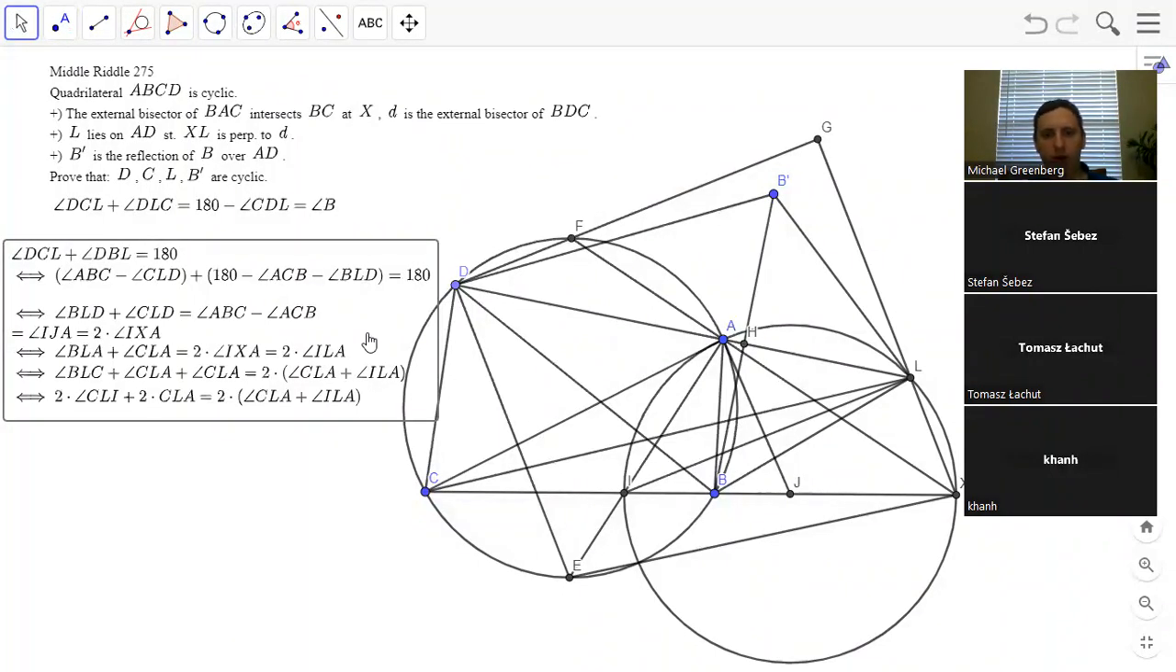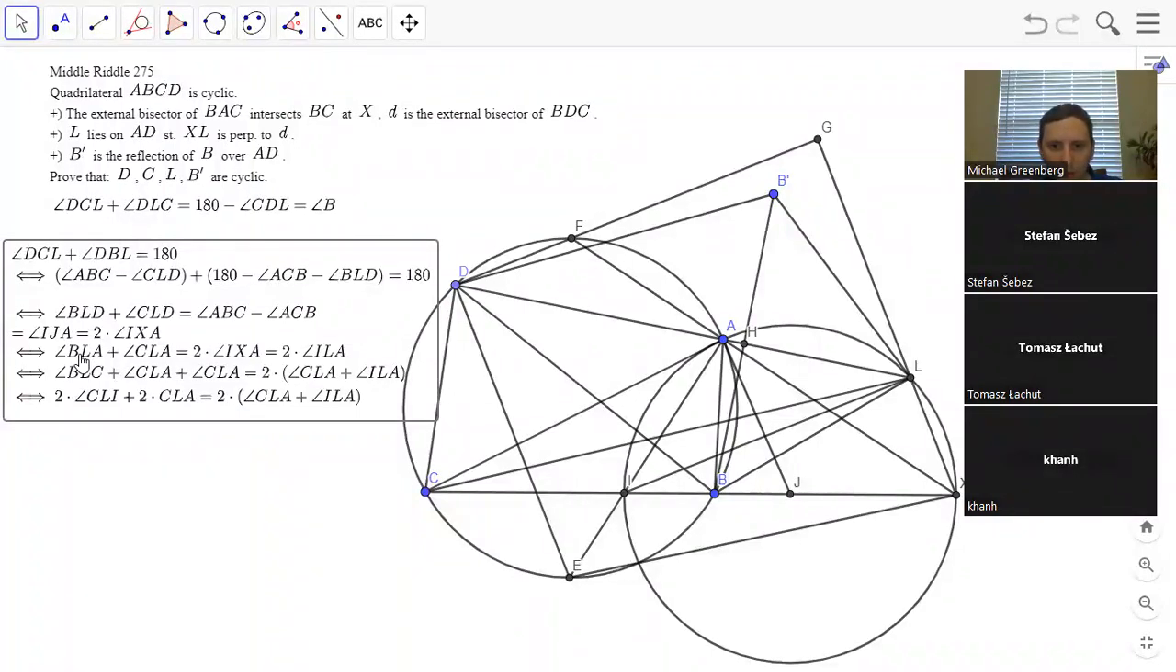So ABC. So this angle plus this angle is this angle, which is 180 minus B. Yeah, okay, I think it's not too hard to do this. I'll just leave it like that. So this IJA was just 2 IXA, and then BLA plus CLA.